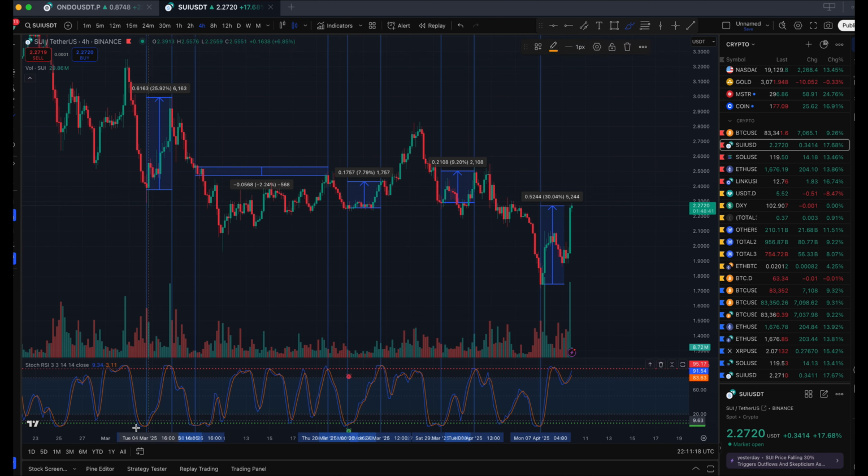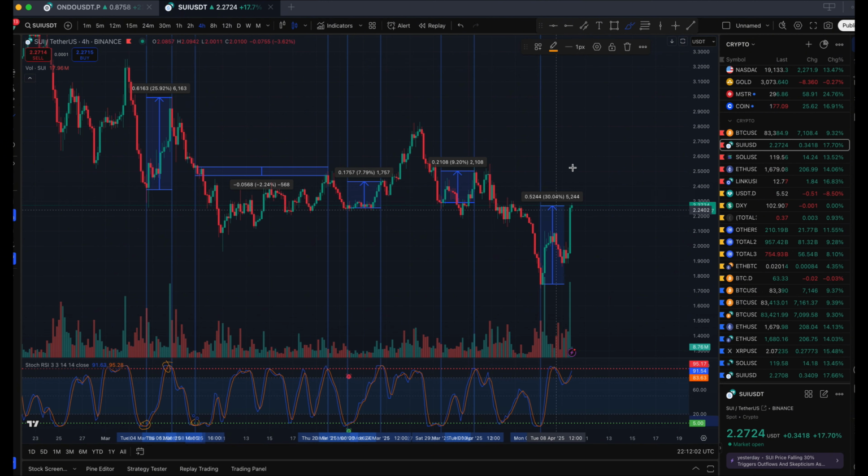So you would have bought and sold almost 30%, bought and sold, would have taken a small loss of 2.24%. Bought and sold, 7.79% gain, bought and sold, 9.2% gain. And here is the current one, so you would have bought in and still be riding it, but it should be playing out soon for almost a 30% gain, but we'll see how this one plays out.